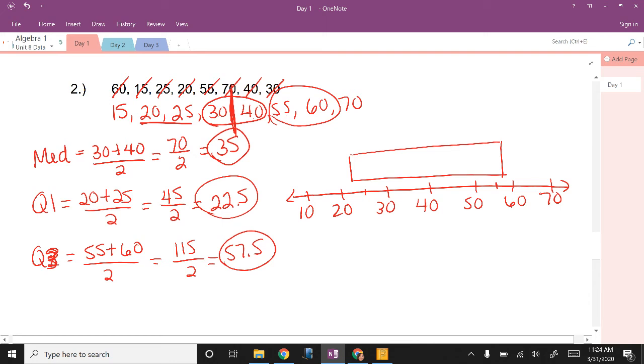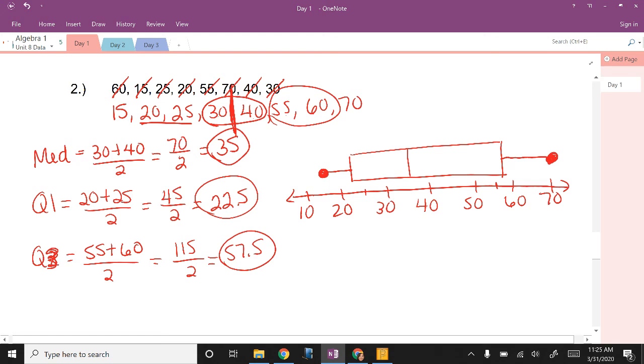Remember, my median of everything is on the inside of the box. So 35 is going to be about right there. And then, as always, the whiskers are made up from your highest and lowest numbers. So we're going to estimate 15 is our lowest number, and it's halfway between 10 and 20. There's that whisker. 70 is my largest number, and I do have a tick mark on 70.